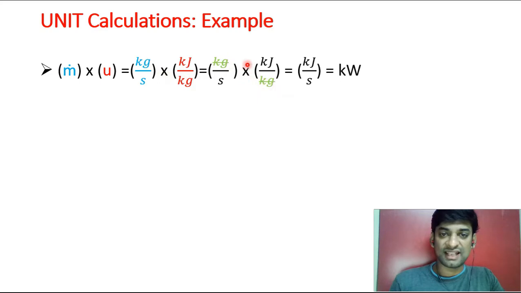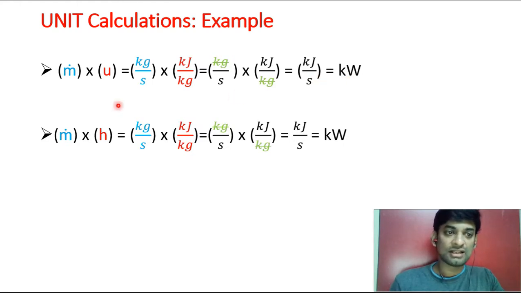So kilogram gets cancelled. Remaining term is kilojoule per second. You know very well joule per second is watt. Just now I have told you in the previous slide. So this kilojoule per second becomes kilowatt. Similar to that, for another example, mass flow rate is multiplied by specific enthalpy. If it is an enthalpy, I would have mentioned this as uppercase H. Since it is a specific enthalpy, I have denoted this as lowercase h. The unit of mass flow rate is kilogram per second. The unit of specific enthalpy is kilojoule per kilogram. The unit kilogram gets cancelled, so that you will be getting kilowatt.